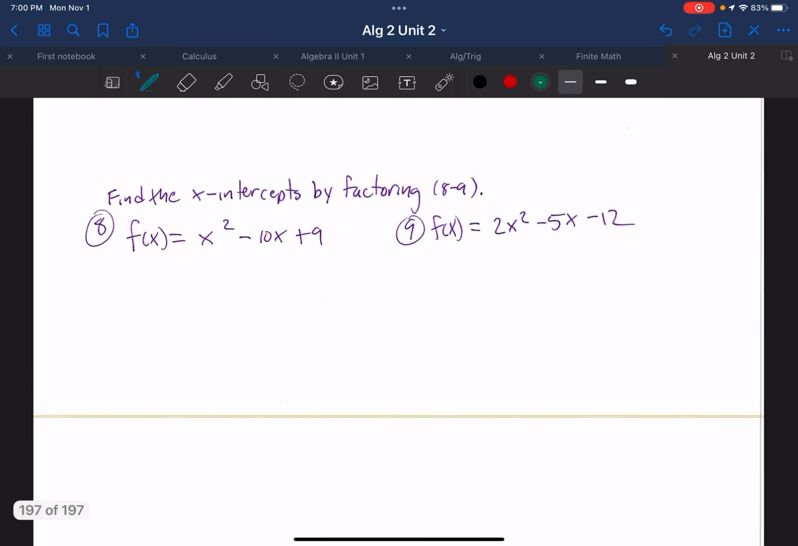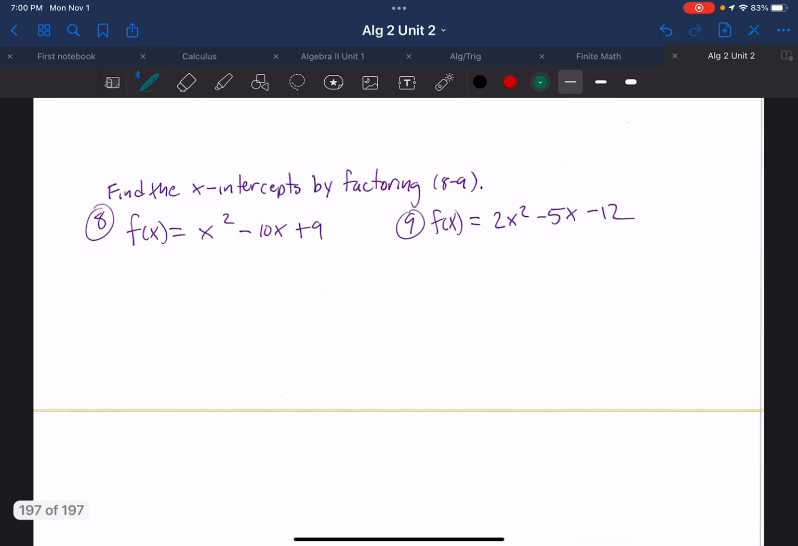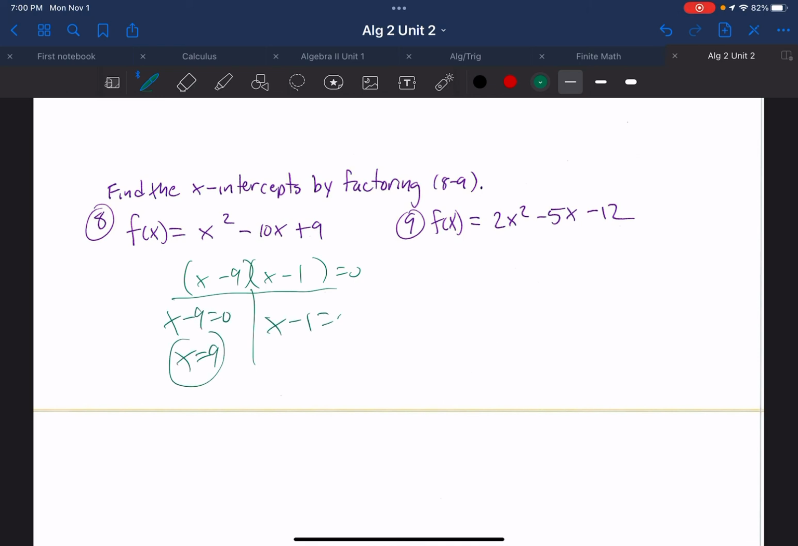Okay, the last 2 questions are factoring. So we're going to factor, and once we factor, then we're going to set each factor equal to 0. And that's how you find the zeros of the function or the x-intercepts. So negative 9 and negative 1 multiply to make 9, and then negative 9 and negative 1 also add together to make negative 10. So we do the zero product property: x minus 9 is equal to 0, so x is 9. And then x minus 1 is equal to 0, x is 1. So those are the 2 zeros of the function, or the 2 x-intercepts.